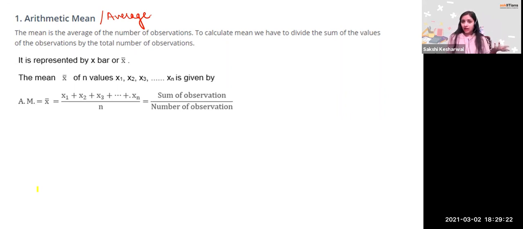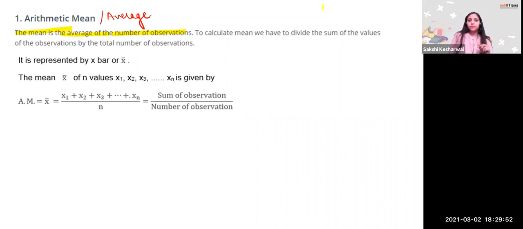So then what is your average? The mean is the average of the number of observations. Observation means, let us suppose you got marks: in maths you got 85, in science 75, in English 95, in SST 98, and in language 82, right? So these are your observations. This is data, the data of your marks which you got in your examination.